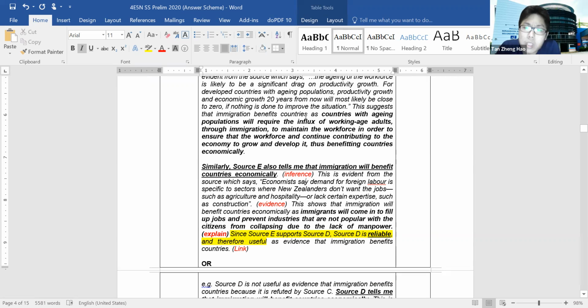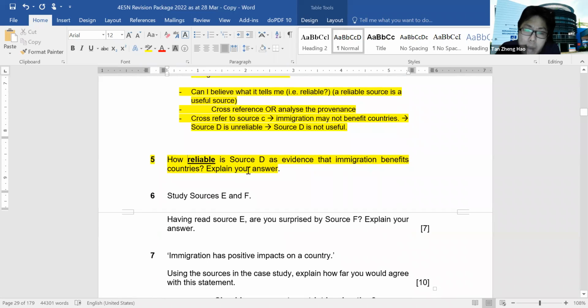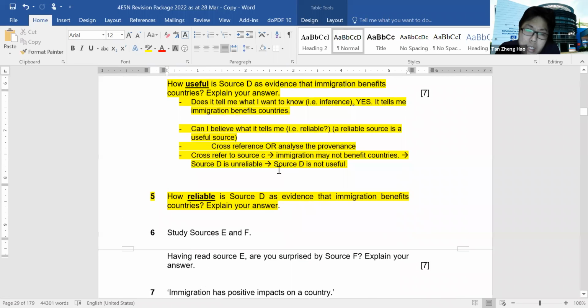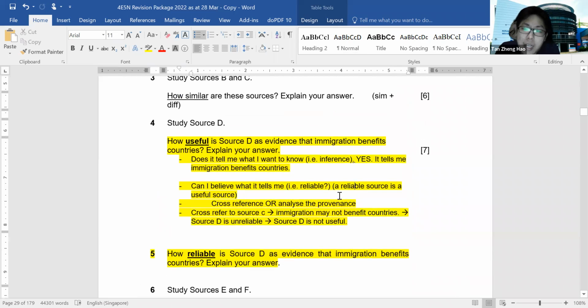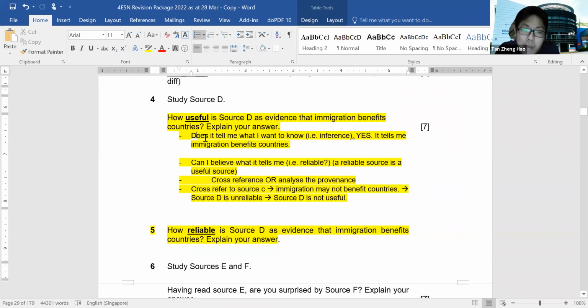Okay, so you might be wondering, just now I mentioned I want to go through reliability as well. So I'm just going to show you all the reliability. If the question is just asking how reliable is source D as evidence that immigration benefits countries, how is this different from a usefulness question? Basically, reliability is almost the same as usefulness. You will also need two paragraphs because yes, you need to tell me what source D says first, and you also need to tell me whether the source is reliable or not. So what does it say, and whether it's reliable.